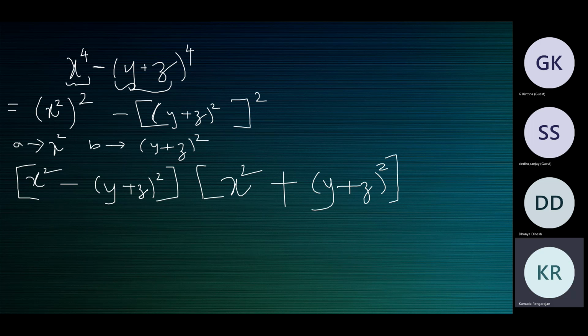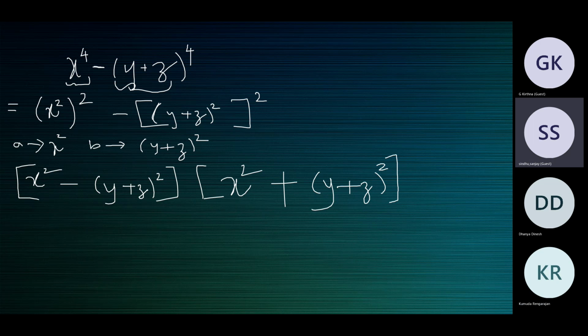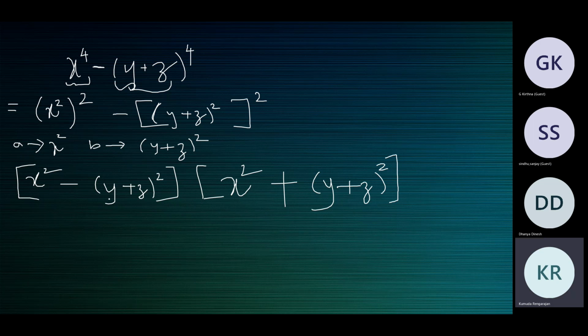You can expand, huh? No, ma'am, this is in the form of a square minus b square, ma'am. Correct. Again, x square minus y plus z the whole square is in the form a square minus b square. So again, a plus b into a minus b. I can write this as x the whole square.